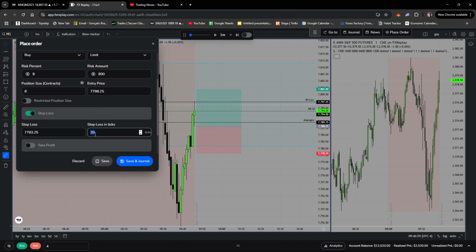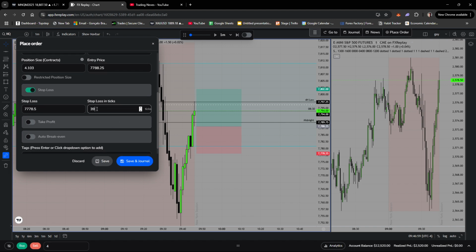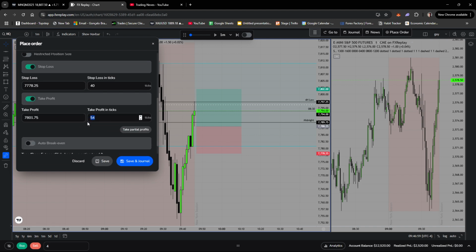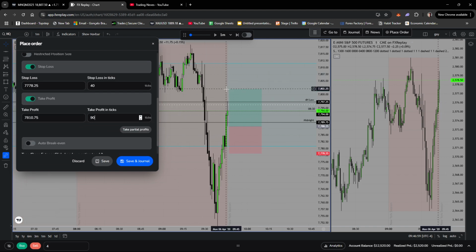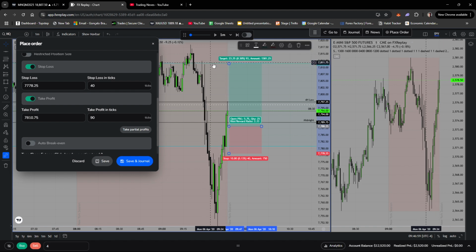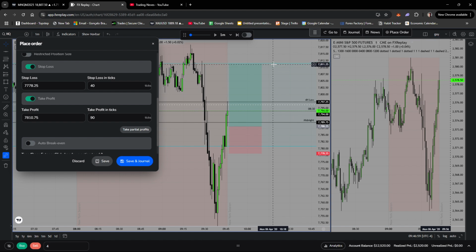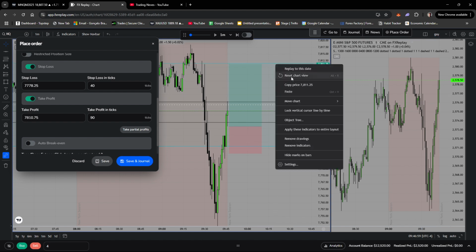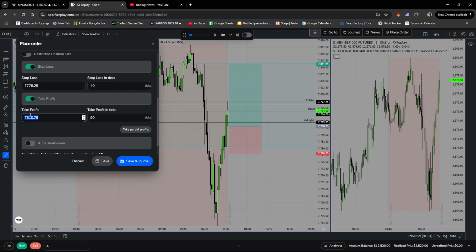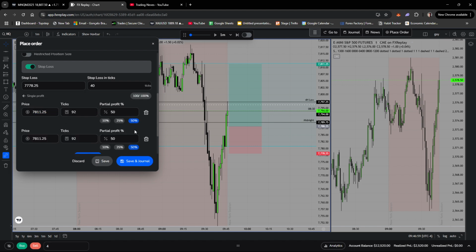So stop loss, 40 quick ticks. Take profit will be 80. And let's try and find where should we target? This high makes sense to me. This 8:30 high makes sense. It's the opening price. Let's mark that out. Copy price. Take profit level there.